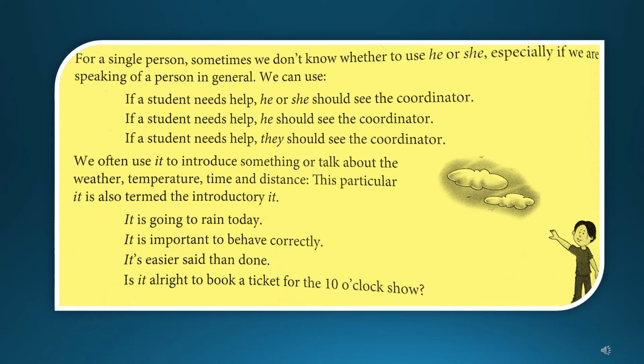If we are speaking of a person in general, or if you don't know whether to use he or she, we can use: if a student needs help, he or she should see the coordinator. If a student needs help, he should see the coordinator, or if a student needs help, they should see the coordinator. We often use it to introduce something or talk about the weather, temperature, time, and distance. This particular it is also termed as introductory it.